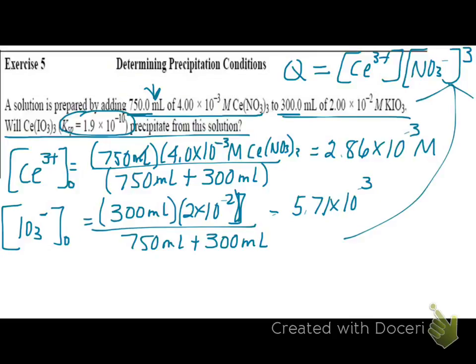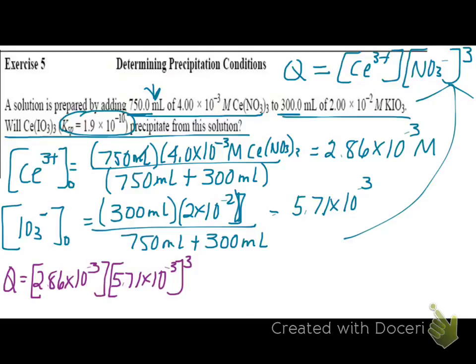So let's do a different color. So now we've got Q is equal to the cerium, which is 2.86 times 10 to the negative third, and we've got the iodate, which is 5.71 times 10 to the negative third raised to the third power. So I get a value of 5.32 times 10 to the negative 10.